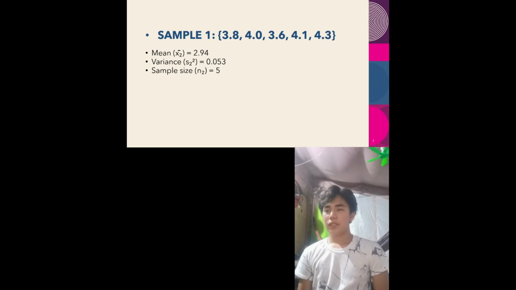Sample 1 has 3.8, 4.0, 3.6, 4.1, and 4.3, with a mean of 2.94, a variance of 0.053, and a sample size of 5. Sample 2 is 3.8, 4.0, 3.6, 4.1, and 4.3, and its mean is 4.04, variance of 0.027, and a sample size of 5. So the difference between sample 1 and sample 2 is its mean and variance. So we have 4 steps to follow.